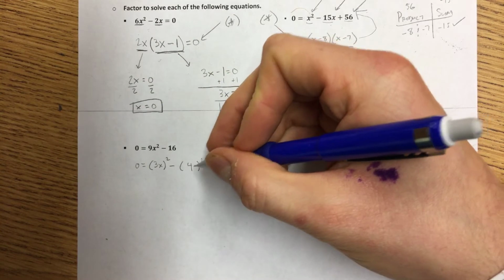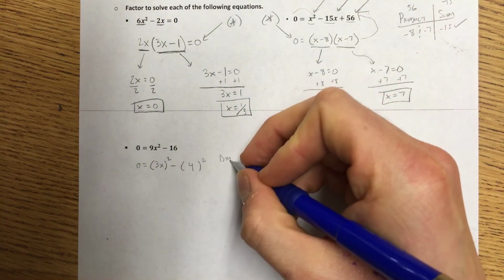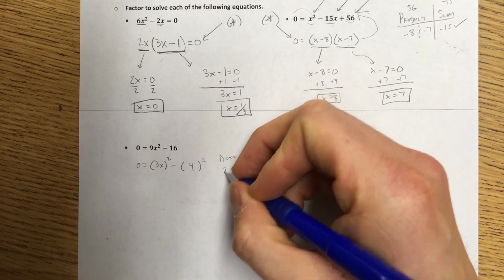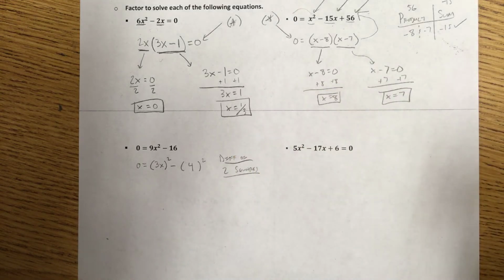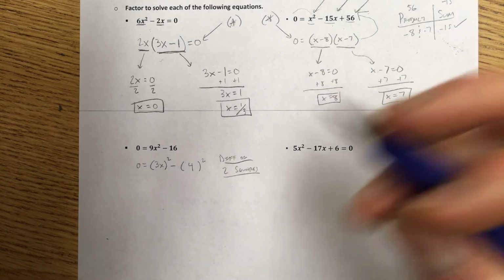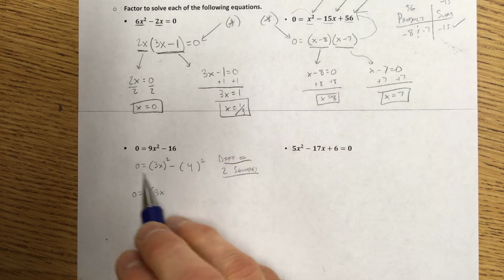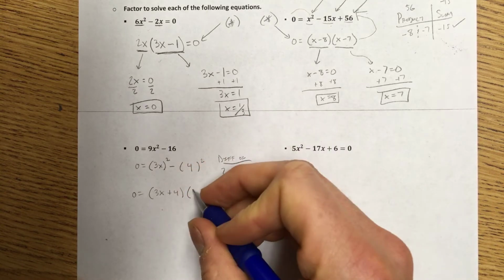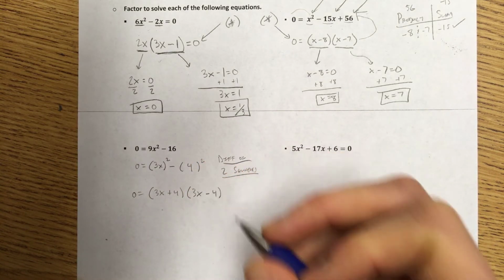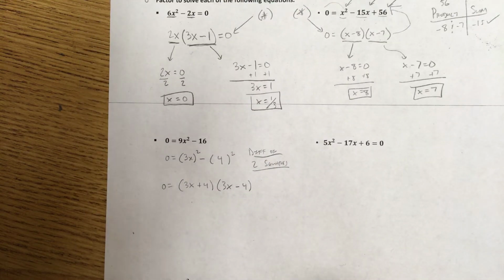4 squared is 16. And so because this is what we call difference of two squares, and in the previous video I showed why it factors in this way, I'm not going to go through showing why it factors this way, but it would be 3x, whatever this quantity being squared is, plus whatever this quantity being squared is, and then 3x minus 4. It could also be 3x minus 4 times 3x plus 4. Doesn't really matter the order in this case.